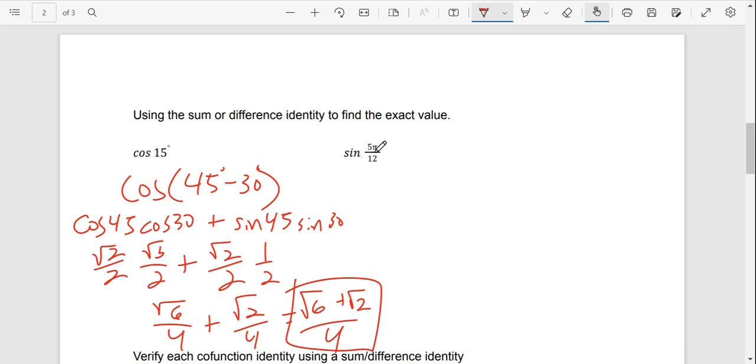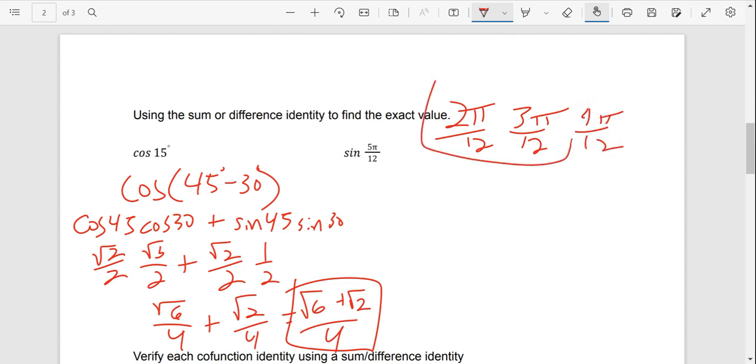Now this one, you're going to be able to add or subtract. I'm going to pick adding. So as you can see in your unit circle, there's nothing over 12. So we're going to need to get a common denominator. So I'm thinking pi over 6 is actually 2 pi over 12. Pi over 4 is actually 3 pi over 12. And pi over 3 is actually 4 pi over 12. Can any of these add up to 5 pi over 12? Yes, the first two I listed. I just did the 4 one for fun because, you know, math's fun and all.